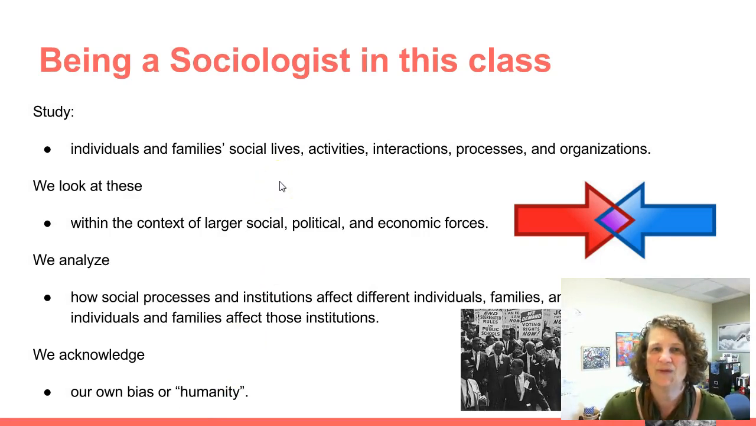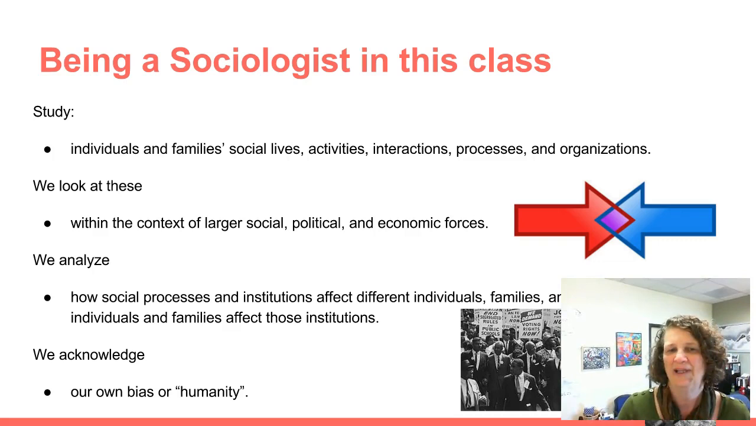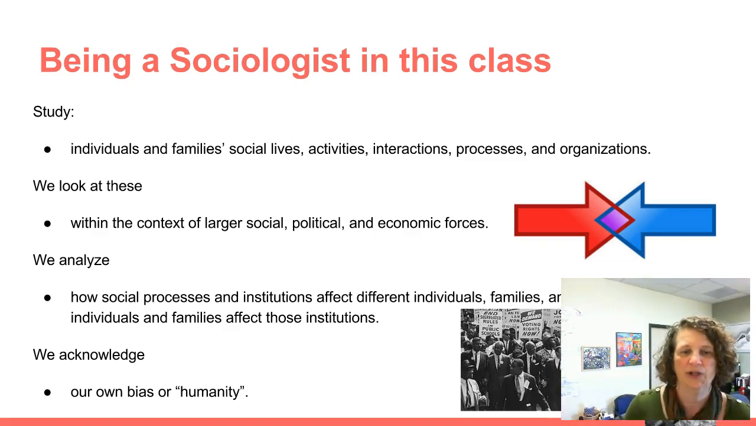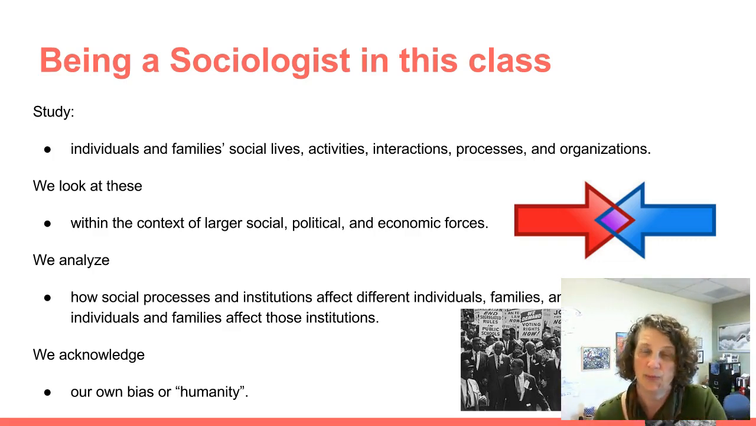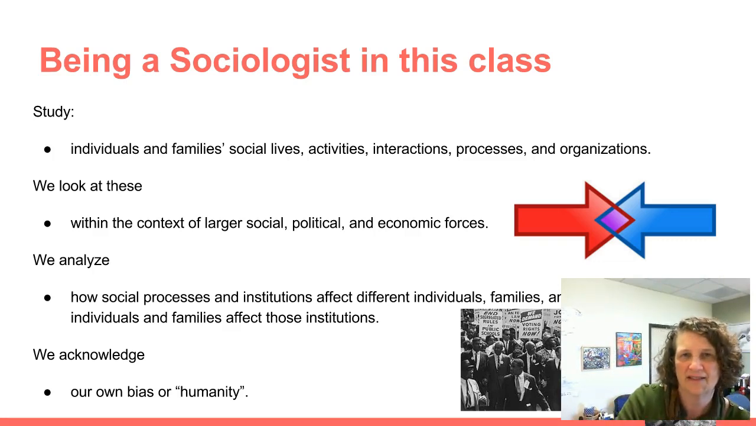So in this class, what we're going to be studying is how individuals and families live, their activities, interactions, their processes, their organizations within the context of the much larger, greater society. And that's always going to be a bi-directional study. In other words, we're going to look at how social processes and institutions affect families and how family affects social processes and institutions.